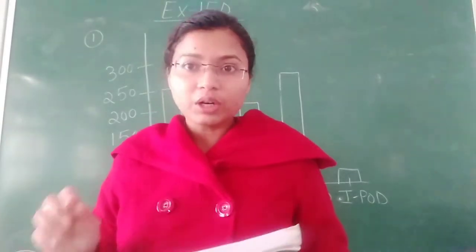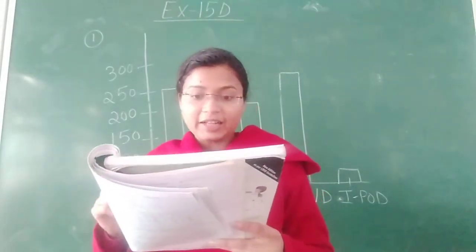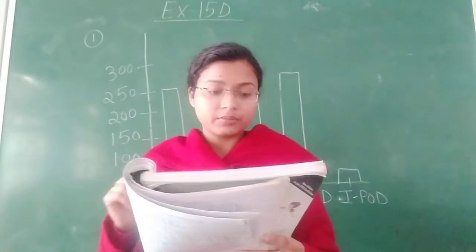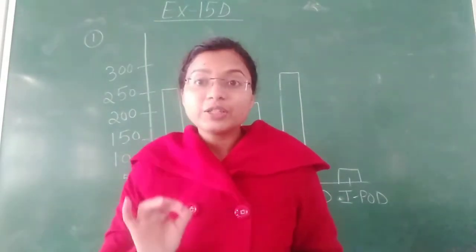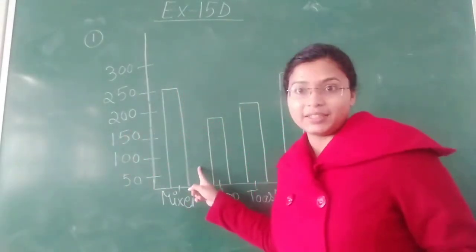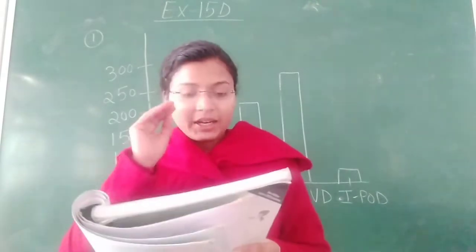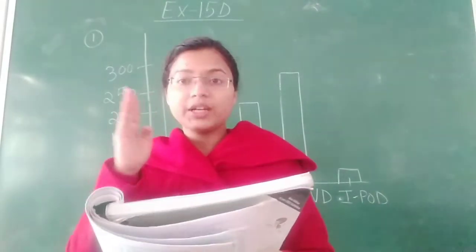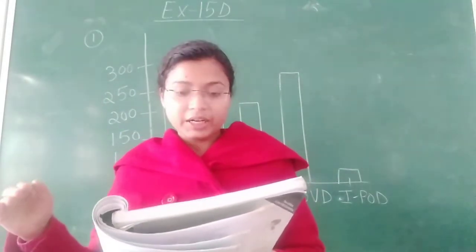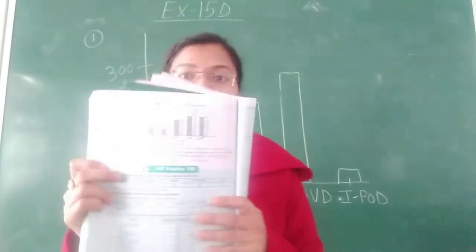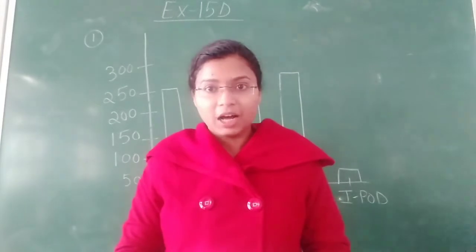In our first question, during the festive season, the sales of various gadgets are as under. Represent the above information by a bar graph. First of all, a bar graph looks like this. Here, a table is given with mixer, microwave, toaster, DVD player, iPod, and some digits: 250, 180, 200, 260, and 50. So you have to plot a graph.